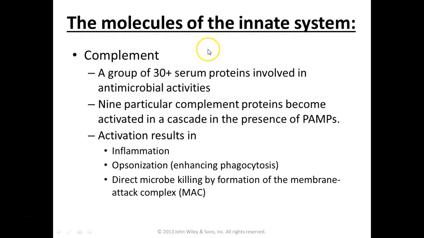So what is complement? It's a group of 30 plus serum proteins. So these are found in the liquid phase of your blood that have antimicrobial activities. You notice that there were 9 that are labeled complement, but there were several other proteins, like factor B and factor D and properdin and others. And they get activated by these patterns that we know that are associated with pathogens.